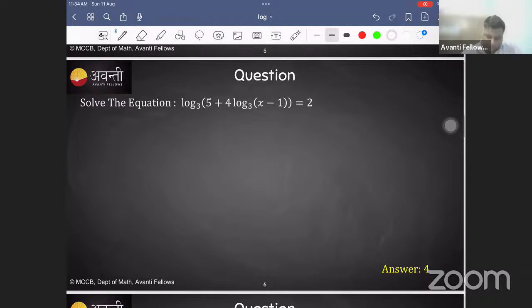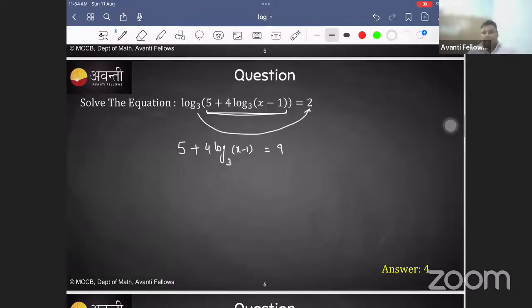Now see, how do we do this question? First of all, this is the initial component. So if you remove this log, this will become what? 3 to the power 2. That means 5 plus 4 log base 3 of x minus 1 is 3 to the power 2, 9. Means 4 log of x minus 1 base 3 is 9 minus 5, 4.